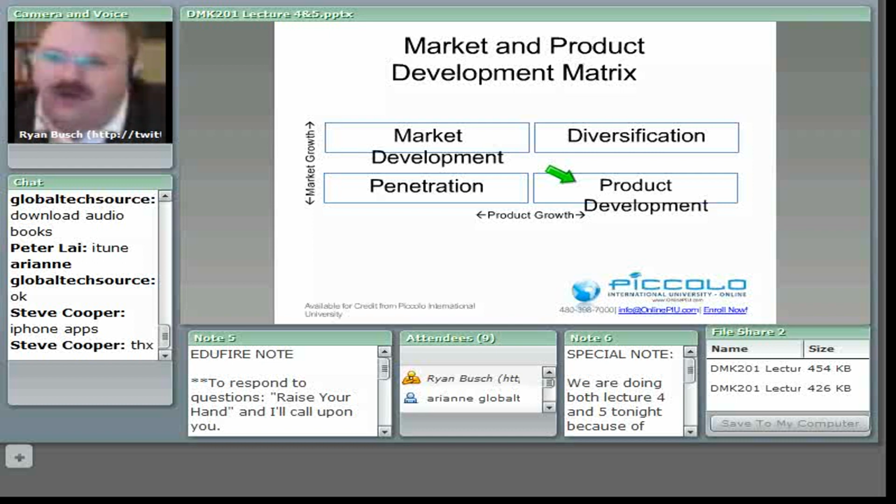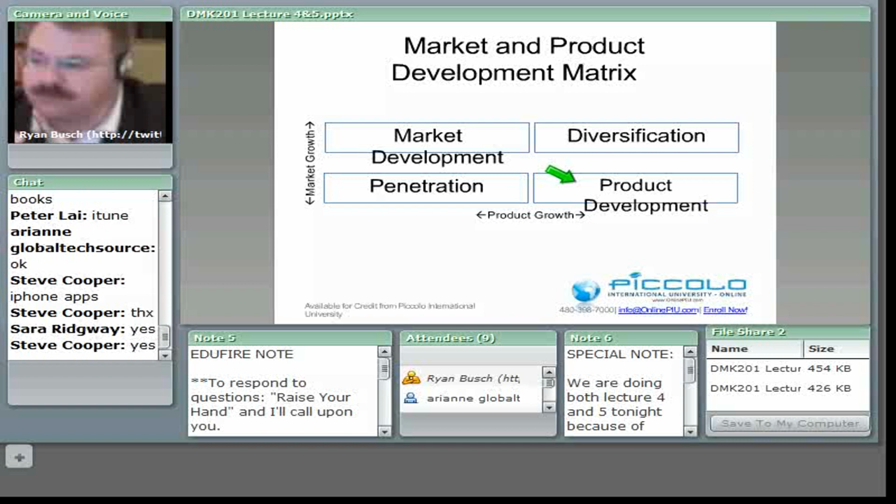Apple is now going into a new realm. Many of you may have heard of this. The idea of the Apple tablet. It's somewhere between a Kindle or a Sony book reader and an iPhone. Have you all heard of that idea? The idea behind that, I think, is an excellent example of diversification.